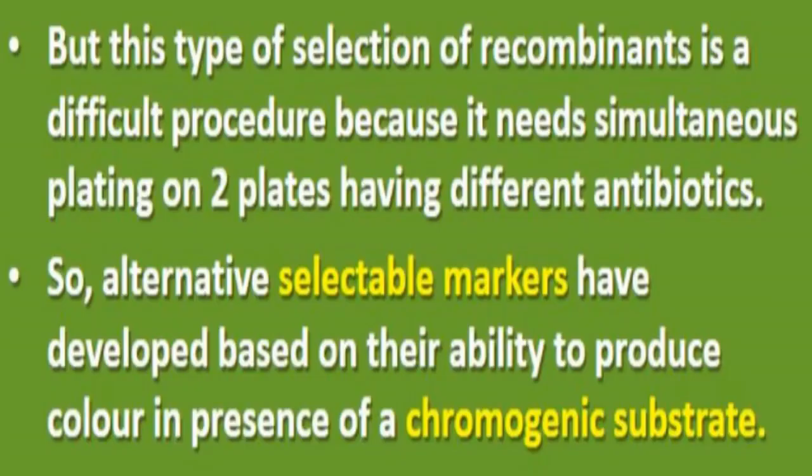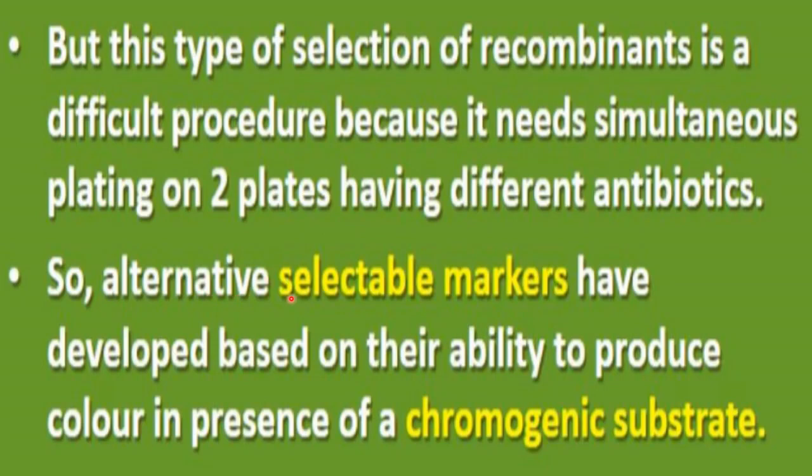With the help of these antibiotic resistance genes, we can select transformants from non-transformants and recombinants from non-recombinants. But this type of selection of recombinants is a difficult procedure because it needs simultaneous plating on two plates having different antibiotics. As you have seen, there is a need of simultaneous plating of these bacterial cells on ampicillin containing medium and one on tetracycline containing medium, right?